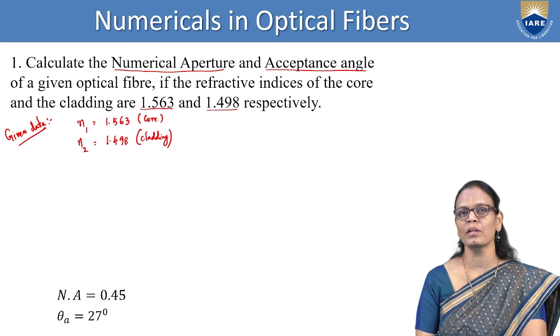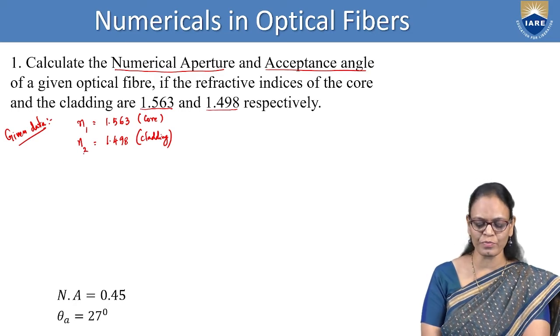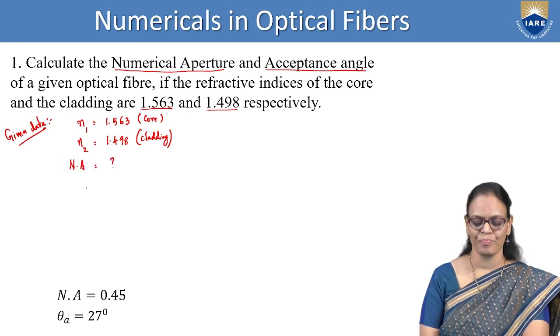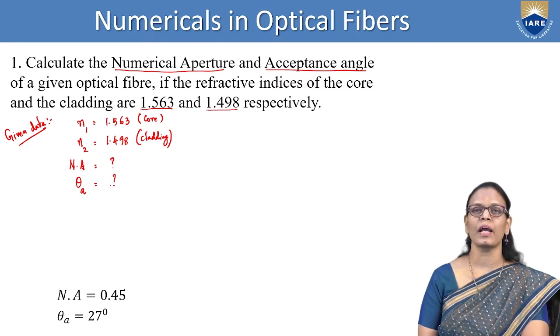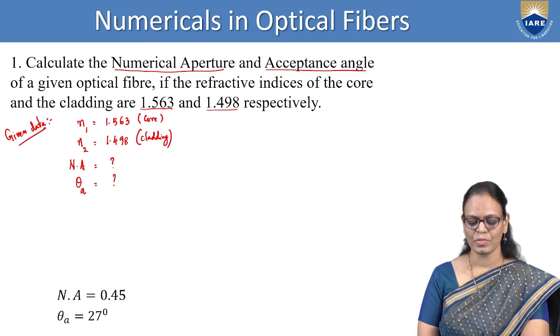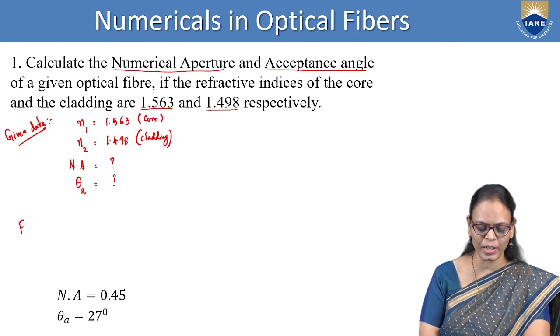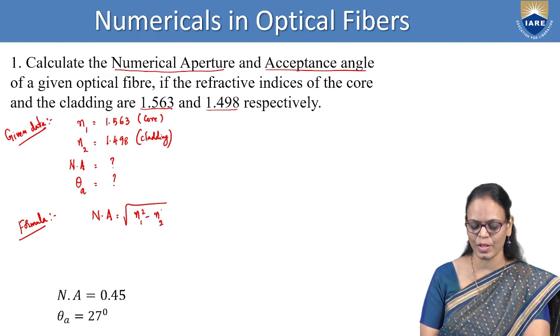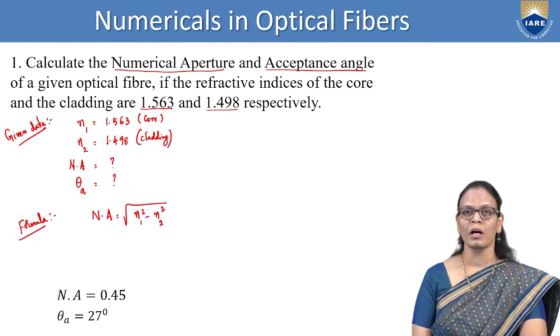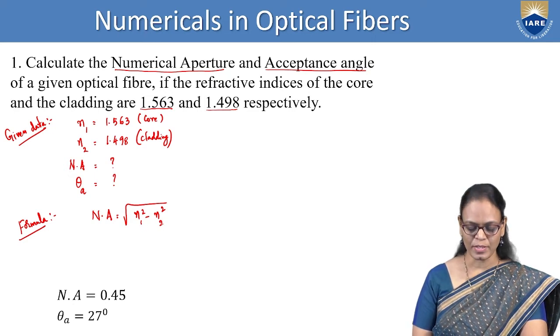We are given N1 and N2, and what we have to find is the numerical aperture, and we also have to find the acceptance angle theta A, NA and theta A. So what is the formula we have for numerical aperture? We have seen numerical aperture is given by under root N1 square minus N2 square.